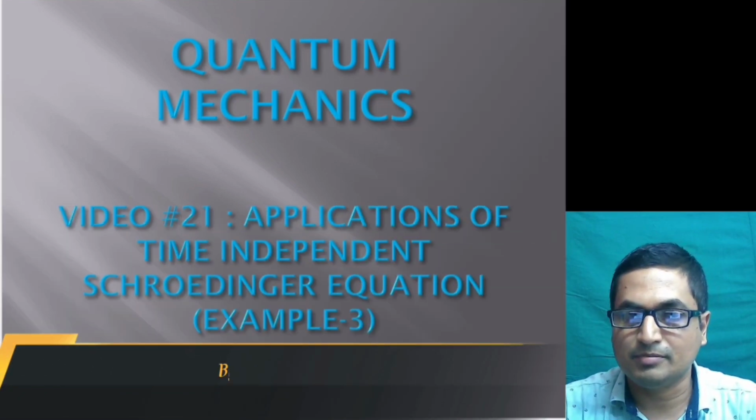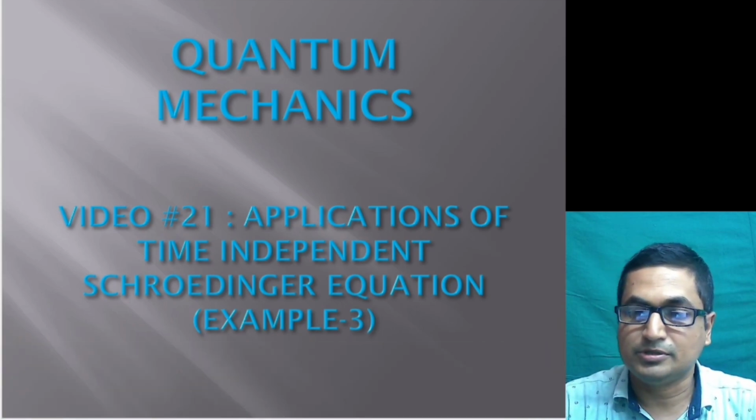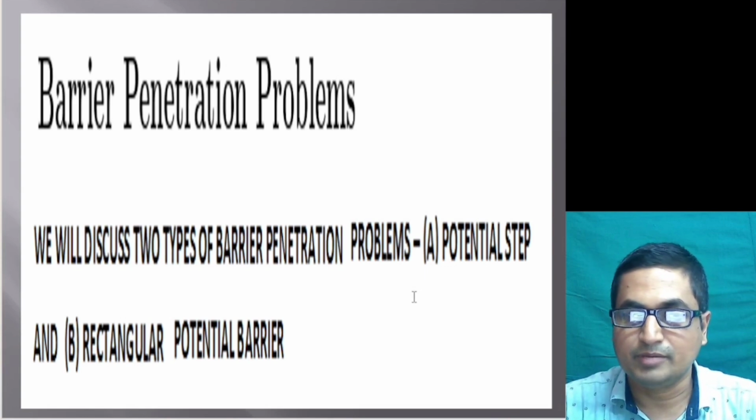I'm back with another application of time-independent Schrödinger equations. Example number 10. In this case we'll discuss the barrier penetration problem. The first one, the potential step, and in the next video we'll take care of the rectangular potential barrier. Once we understand the potential step problem, it will be easier for us to understand the rectangular potential barrier problem. So let's start with the first barrier penetration problem, that's the potential step.